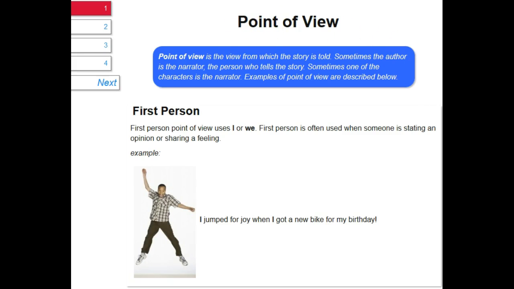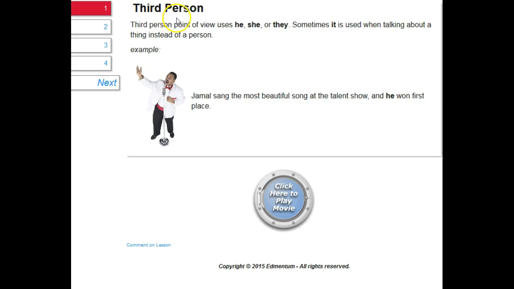Point of view is the view from which the story is told. Sometimes the author is the narrator, or the person who tells the story. Sometimes one of the characters is the narrator. Examples of point of view are described below. First person is a point of view that uses I or we. First person is often used when someone is stating an opinion or sharing a feeling. For example, I jumped for joy when I got a new bike for my birthday.